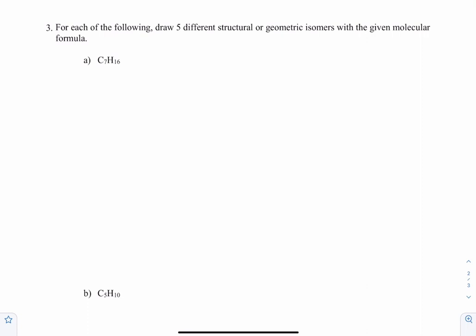All right, number three. For each of the following, draw five different structural or geometric isomers with the given molecular formula. Okay, geometric isomers, remember, are only going to come into effect when we're working with double bonds. So unless I'm working with a compound that has double bonds, I'm not going to be working with cis and trans isomers, okay? So five different structural or geometric. So I'm going to actually just ignore this one until I need it. Well, not right now, but until I need it.